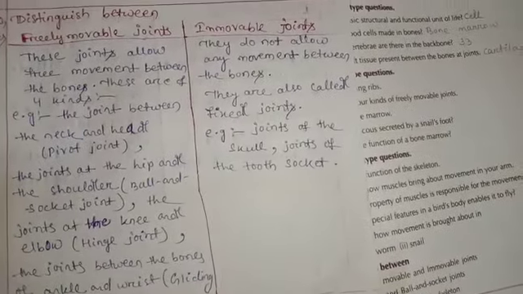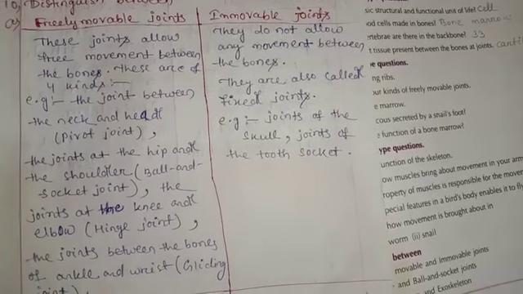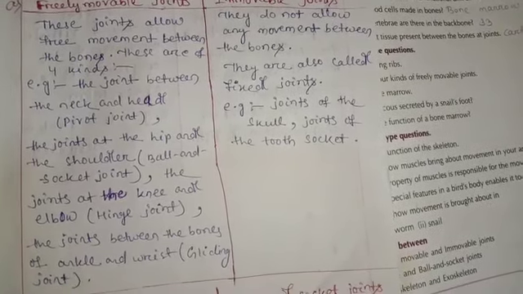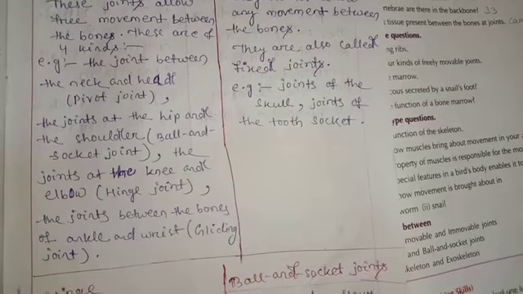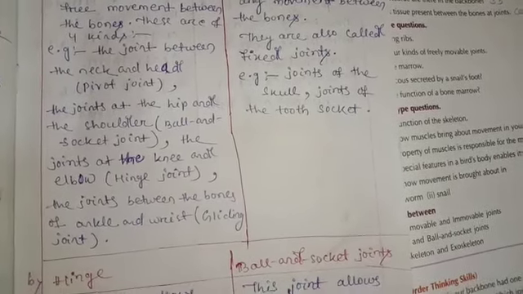Then immovable joints: they do not allow any movement between the bones. They are also called fixed joints. For example, joints of the skull and joints of the tooth socket.